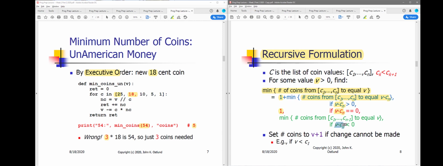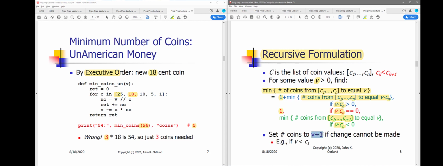On the other hand, if the value that we're seeking is less than the value of the current coin that we're considering, what we need to do is to ignore that coin and just see how many coins we need of denominations other than that particular coin.